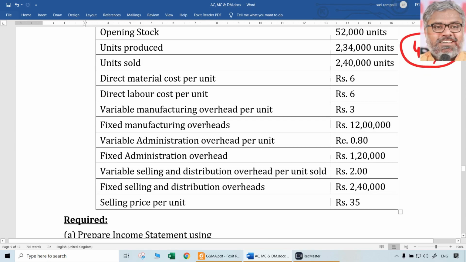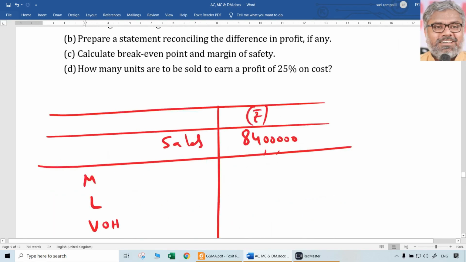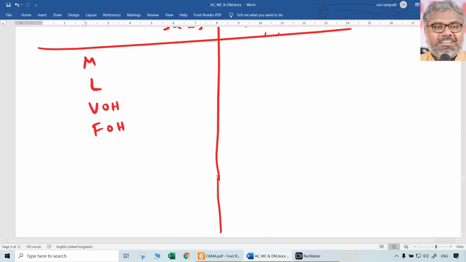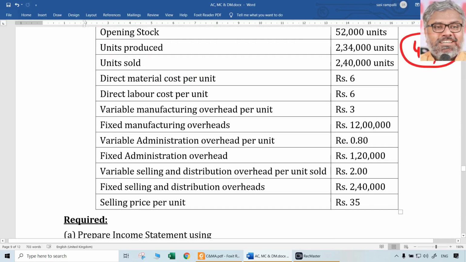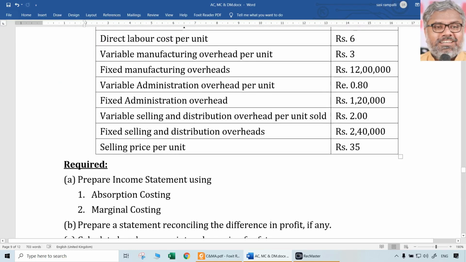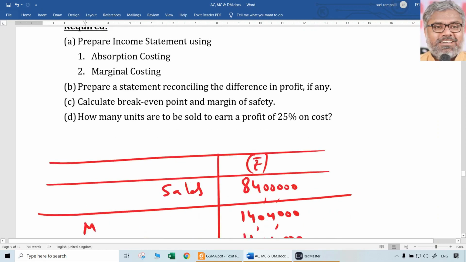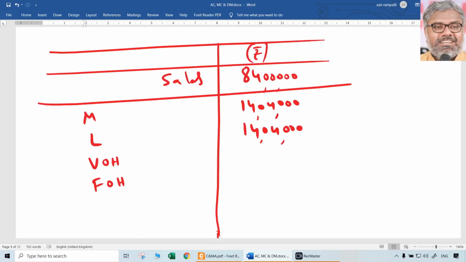What is the direct material cost then? 14 lakhs 4,000. And labor cost also will be 14 lakhs 4,000. Why? Because that is also 6 rupees per unit. Variable manufacturing overhead per unit is 3 rupees. So that means it will be half of that. That means 7 lakhs 2,000.